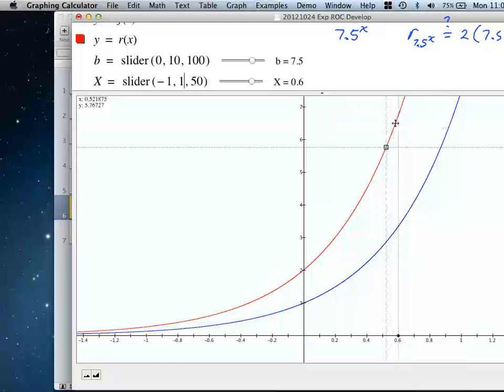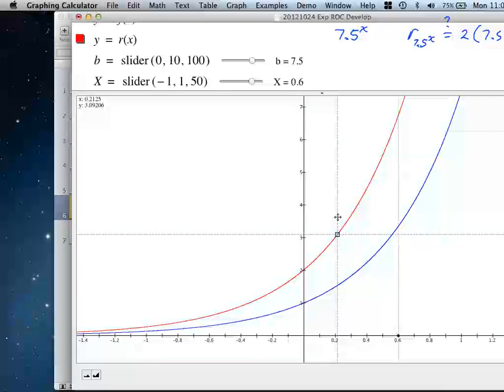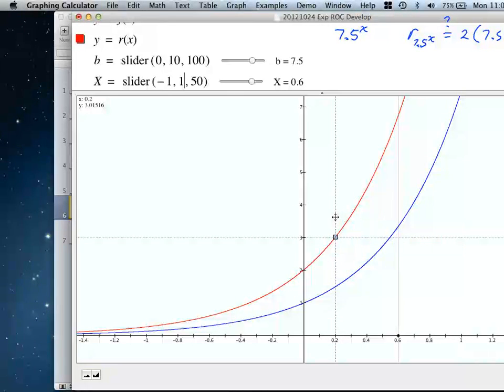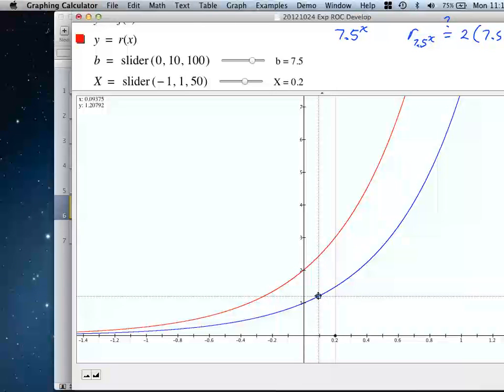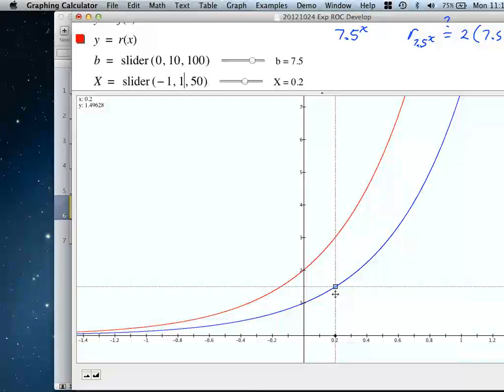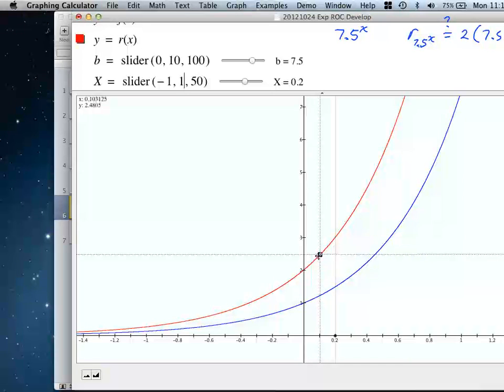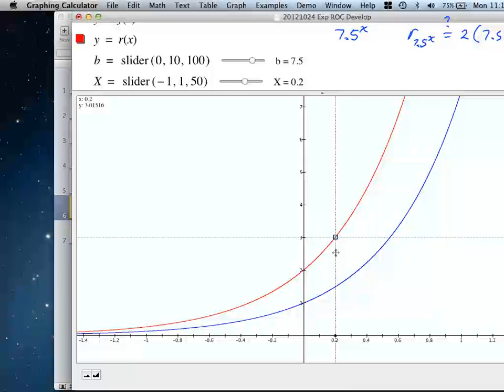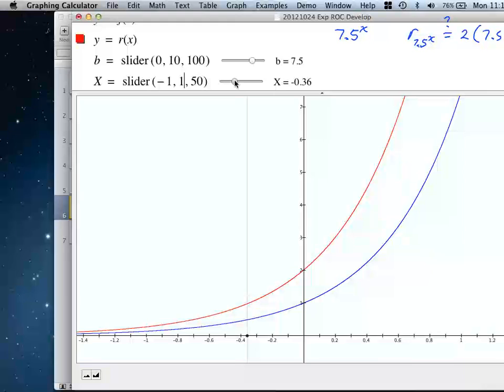Yeah, so let's try, how about 0.2? Original is about 1.5. If it is always 2 times, then this should be about 3.01. Let's do one more over here. Negative 0.4.